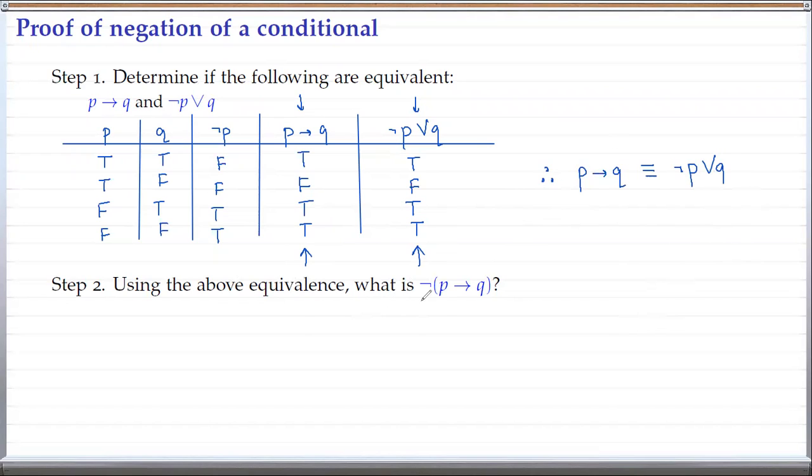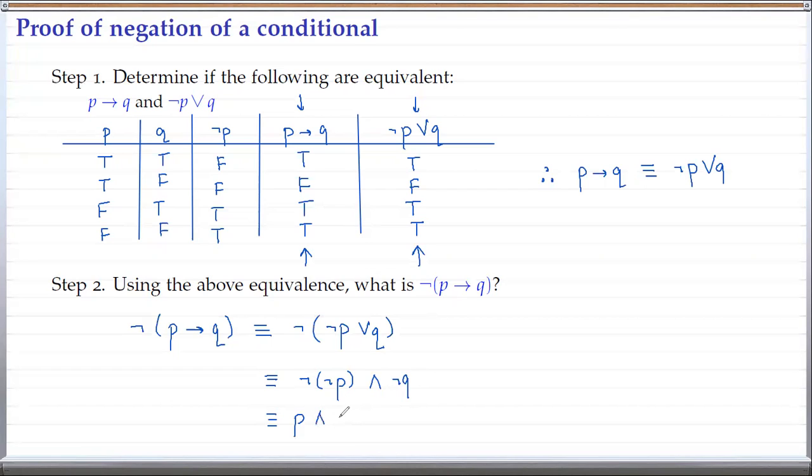So once we have that established, we can use that to find the negation of P implies Q. We have negation of P implies Q is same as negation of, so I can replace P implies Q by not P or Q. And then I can apply the De Morgan's law. That will give me not not P and not Q. The first part, not not P is simply P, and not Q. So this is the formula.